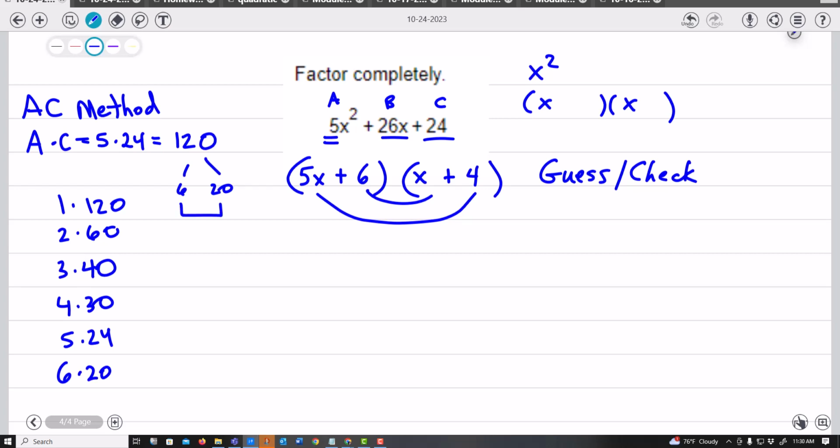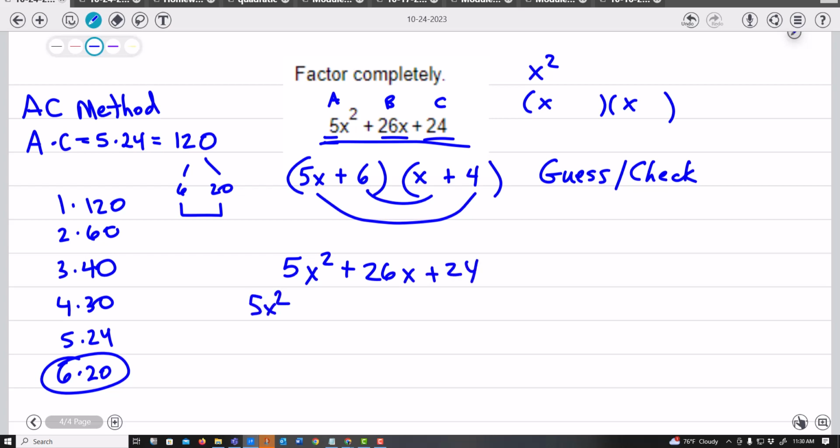So if you use this method, now what you do is you actually rewrite this. So let me write it here, 5x squared plus 26x plus 24. You rewrite this as these factors, and I know I'm going to put 20x here, and I'll tell you why in a second, plus the 6x plus 24. So notice these two became right here, and they add to that. The reason I knew that I wasn't going to put 6 first, because I'm going to do grouping.